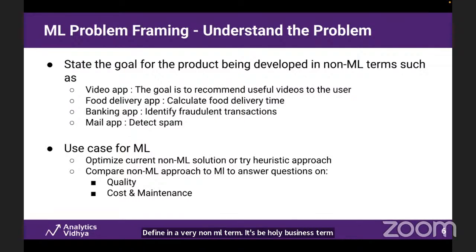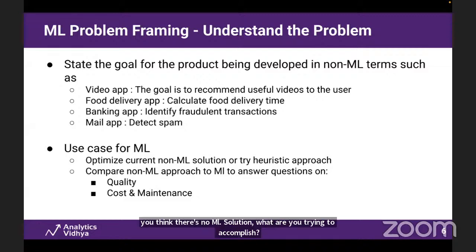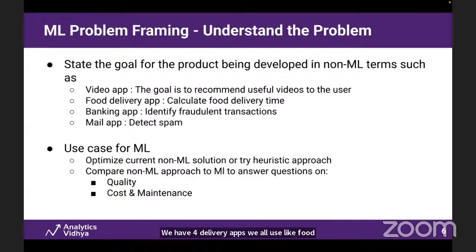We have food delivery apps. We all use Food Panda and Swiggy, right? One of the features that someone is building on the ML team or in the product team is, I want to calculate the delivery time accurately. So they're clearly defining what they're trying to accomplish, and not telling you how they want to accomplish it, whether through ML or non-ML. That's the latter part, right? That's something that will come later. But in very simple business terms, this is what we are trying to do.